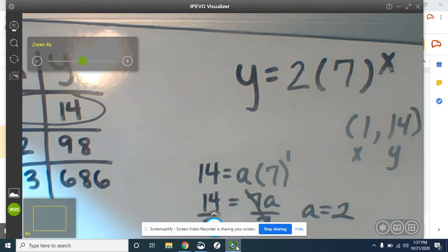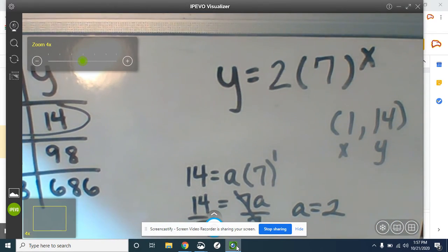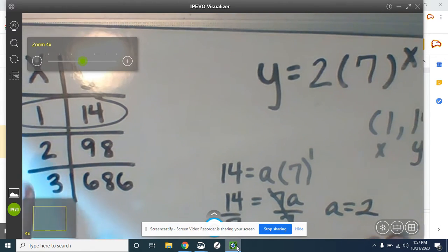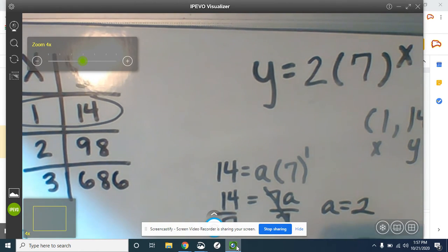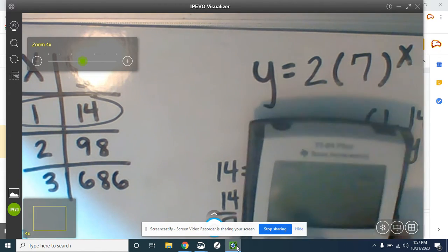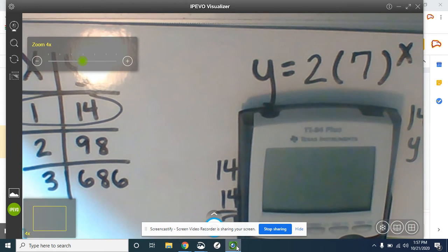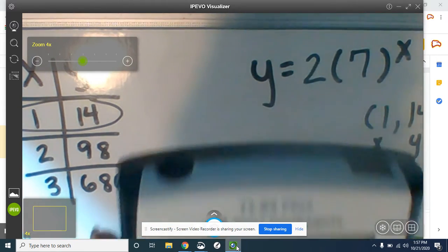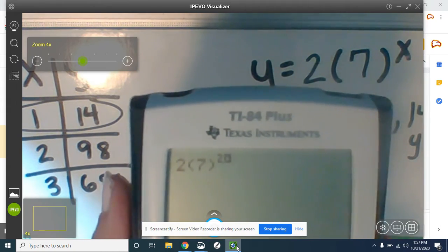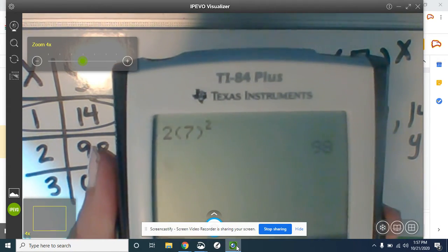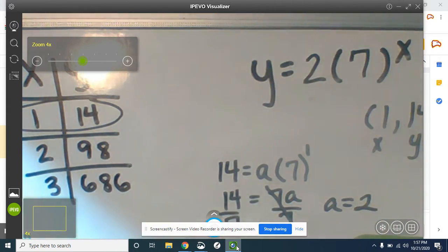And then I like to be super safe. I'm going to use my calculator and check another point from the table. So I'm going to try replacing X with 2. So I have 2 times 7 to the power of 2. I'm just going to show you that right there. And when I push enter, we should get 98. And we did. So we know that we are correct.